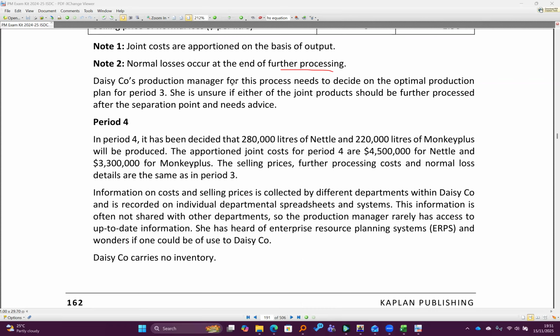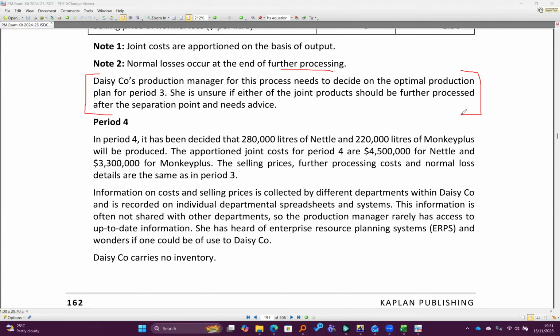So the daisy production manager for this process needs to decide on the optimal production plan for period 3. She's unsure if either of the joint products should be further processed. So this is the decision that we need to make. And one thing I want you to notice when you are looking at these decisions is that there are some that, of course, fall under categories. When you have done many questions or looked at the notes, you can try to see those categories. But at some point, they need you to think and reason them out as and when you get the question. So you need to have the knowledge, but you also need to have the intuition.